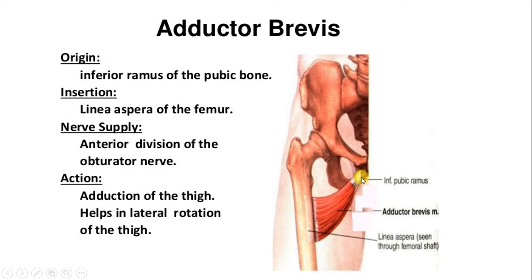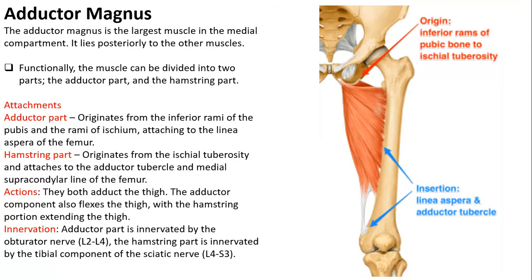Here we are seeing another muscle, Adductor Brevis. Brevis means with a short tendon and heavy body. It originates from the inferior ramus. So longus was from the superior ramus, and this is from the inferior ramus. It is also inserting into the linea aspera, and it is supplied by the anterior division of the obturator nerve. It causes adduction of the thigh, and if you see its attachment, it will also cause lateral rotation of the thigh.